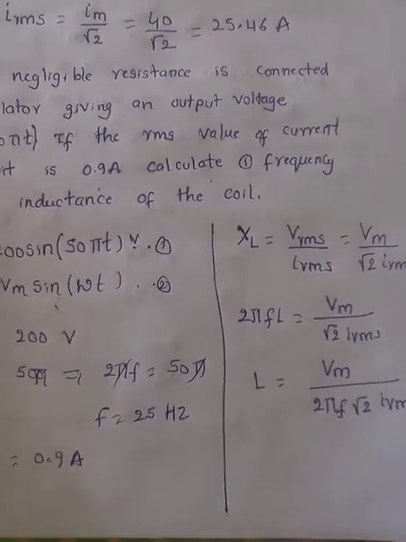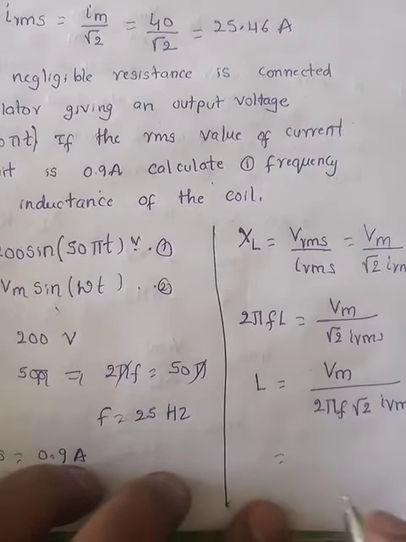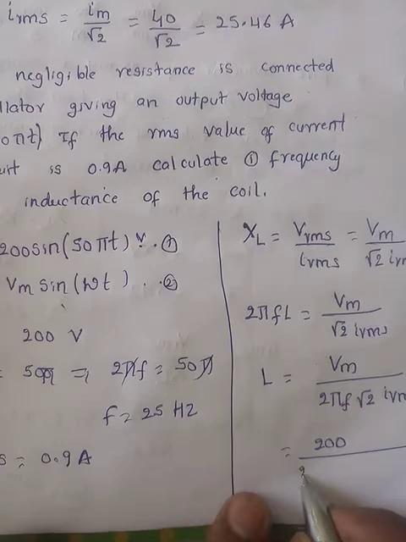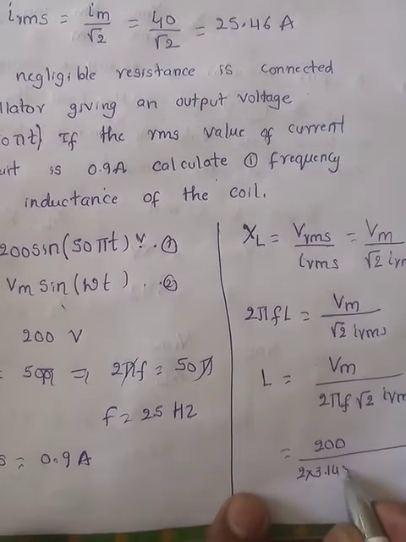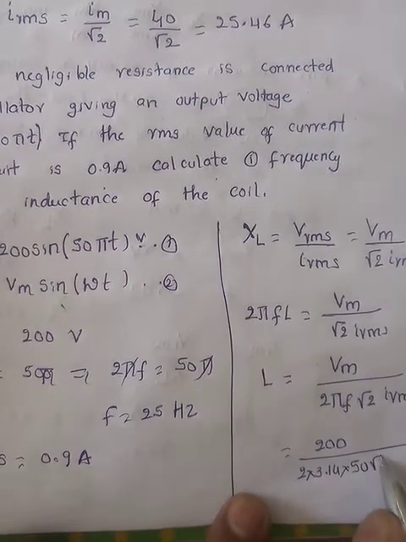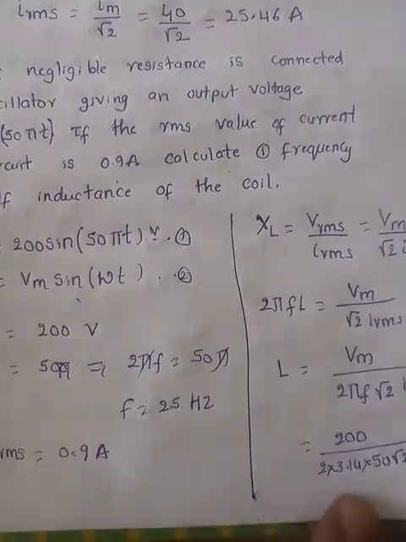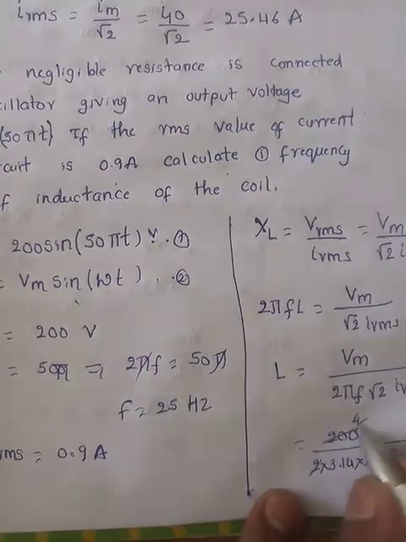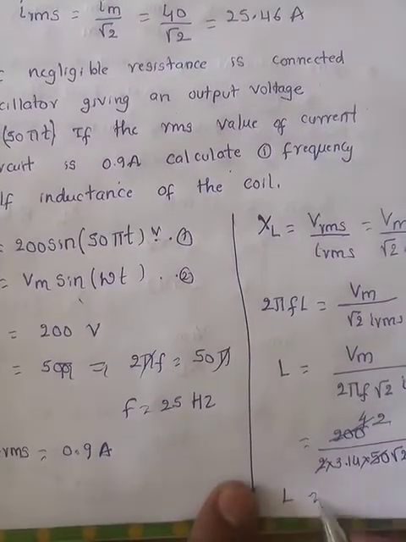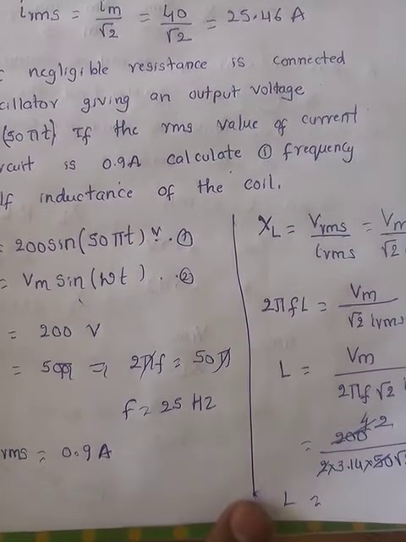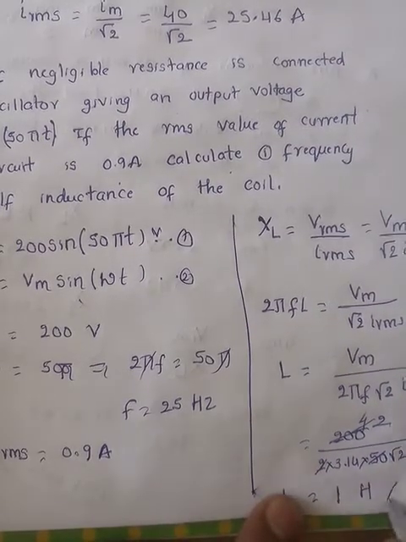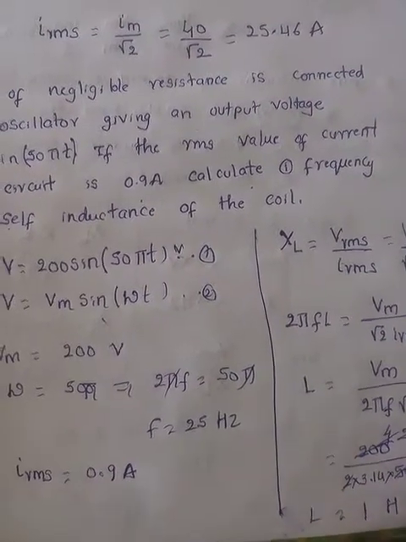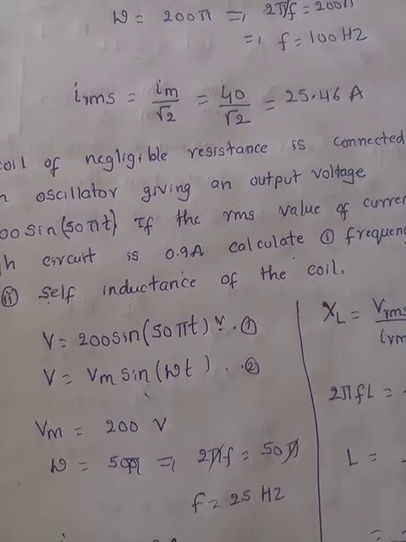So we converted the equation into our known values. Vm is 200, divided by 2 into 3.14 into f, which is 50, into root 2, into the Irms value, which is 0.9. If we calculate all these values, we get the answer as 1 henry. So the inductance of the solenoid is 1 henry, frequency is 25 hertz. So these are the questions based on inductance. Clear?